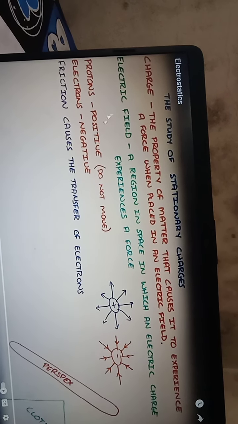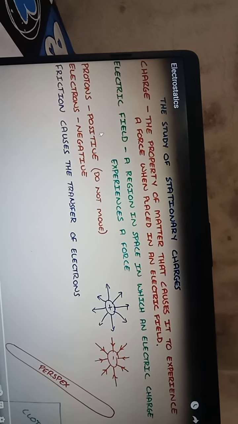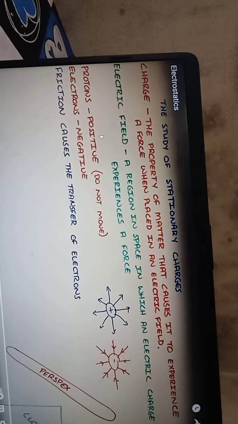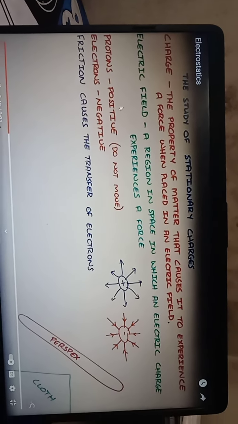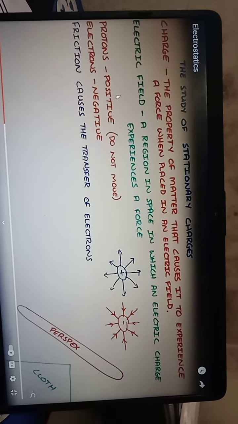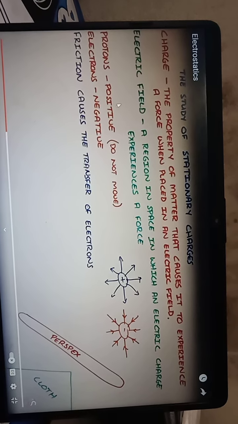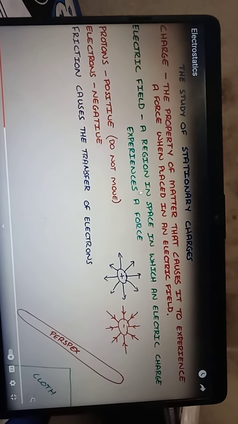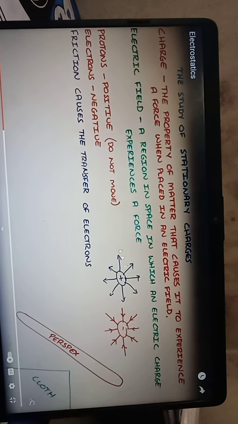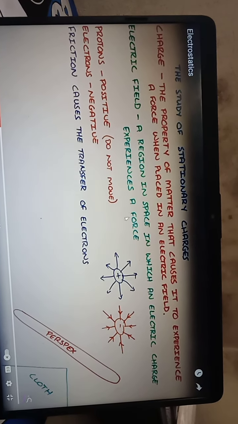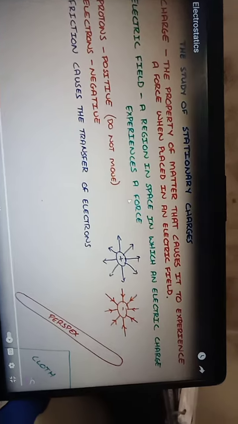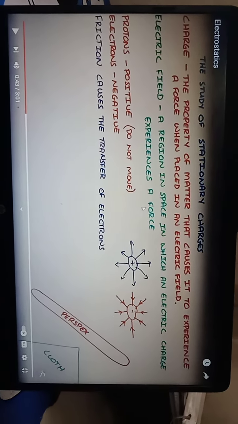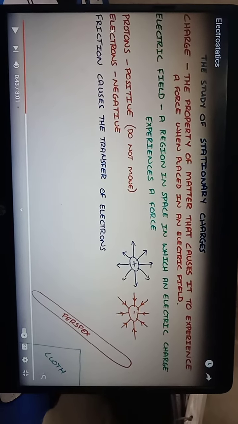So now we have the electric field, because you can't experience the electricity when there's no field. If you remember, electricity has to have that field where it experiences the charge. So here it is explained: a region in space in which an electric charge experiences a force, which I've said might be a force of friction where two objects are rubbed against each other. So now here's the summary.